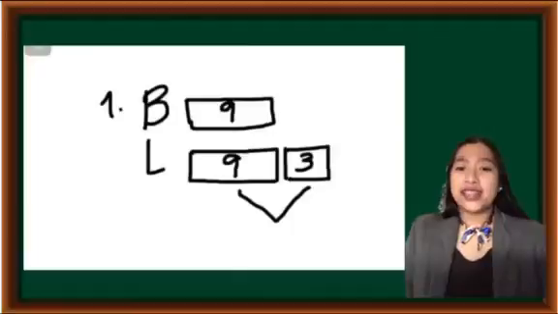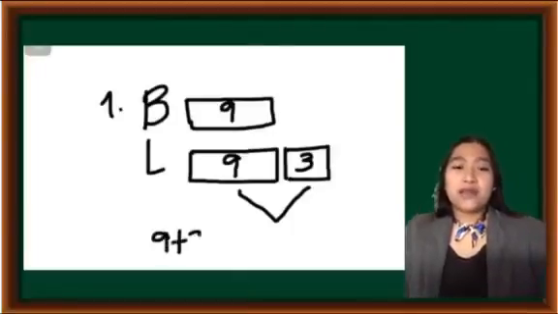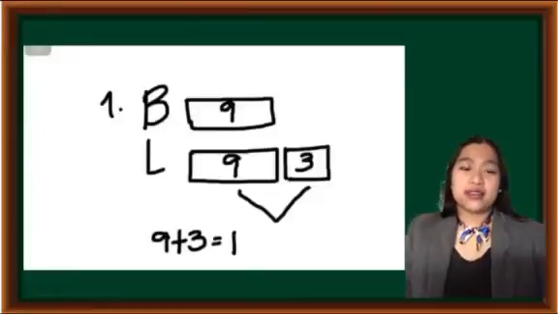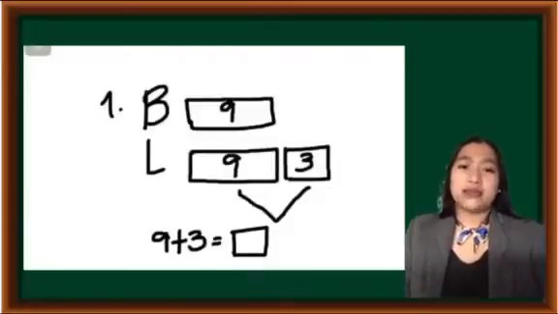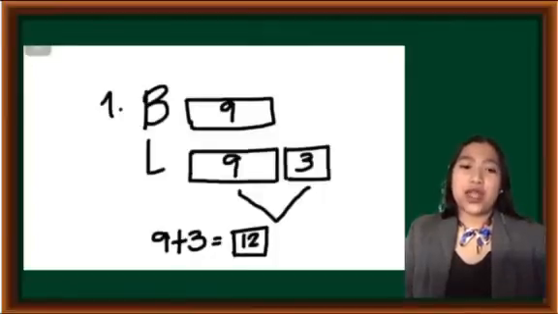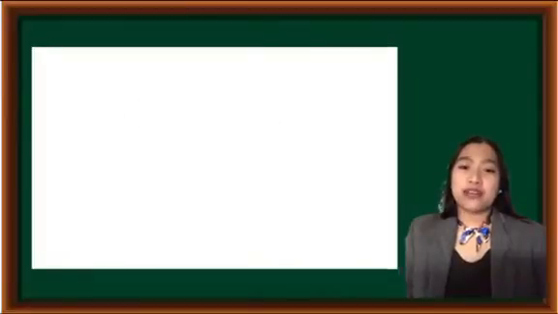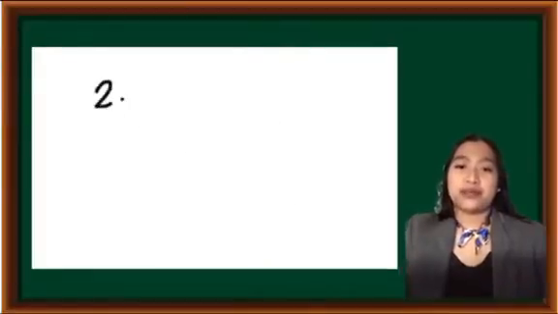That's right. So, what should we do next? We should add 9 and 3. So, 9 plus 3 is equals unknown. So, what should we do to get the unknown? We should add 9 and 3. 9 plus 3 is 9, 10, 11, 12. Yes, 12, that's right. And then, Lee played 12 songs. He has bigger amount of songs than Ben.